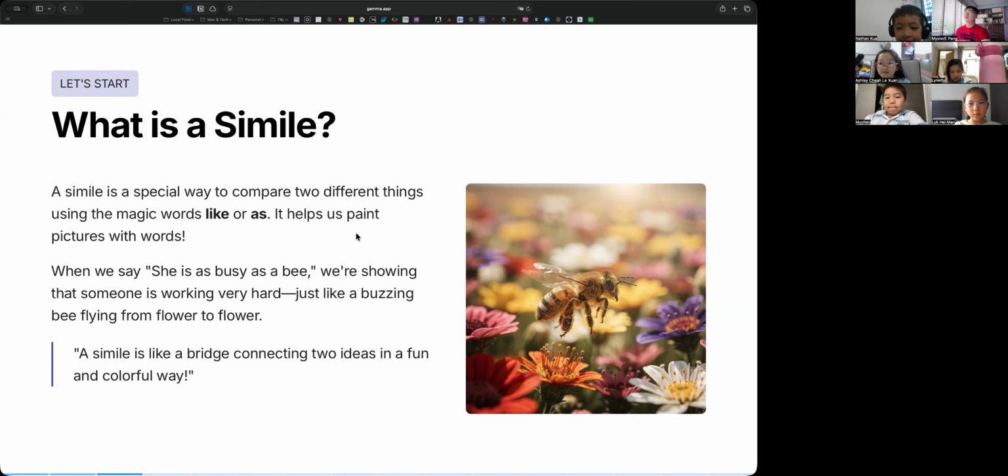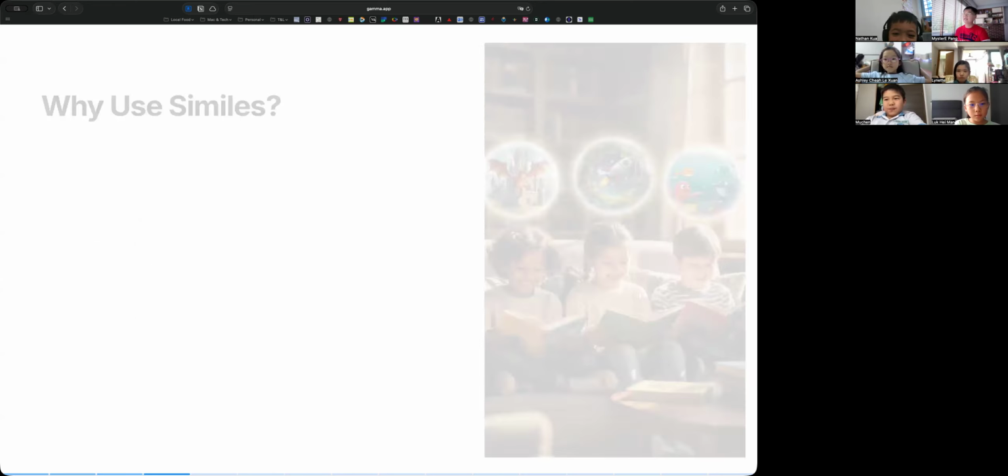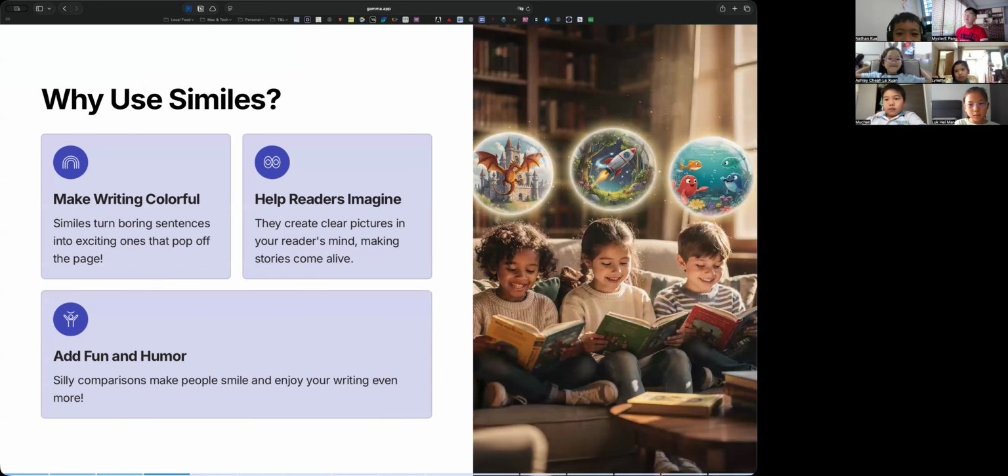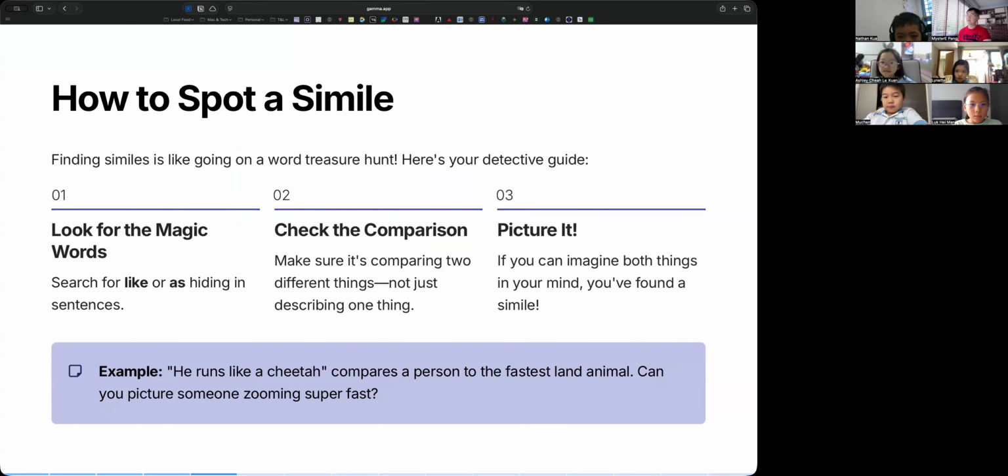All right? So similes are words that we put together using like and as to compare one thing to another. Very often we'll use animals, but animals are not the only things we can compare. There are many other things that we can compare, right? So similes are really cool because they make our writing more colorful. They help our readers imagine what your character is like, and they also add fun and humor, because similes can be quite funny at times, okay?